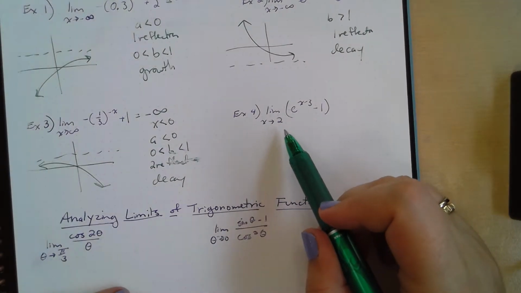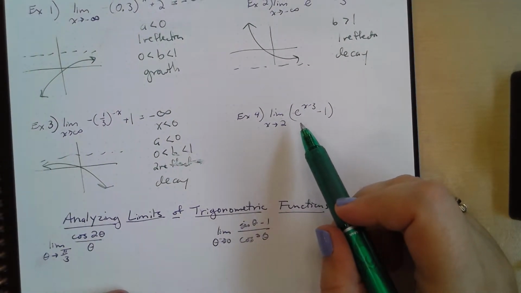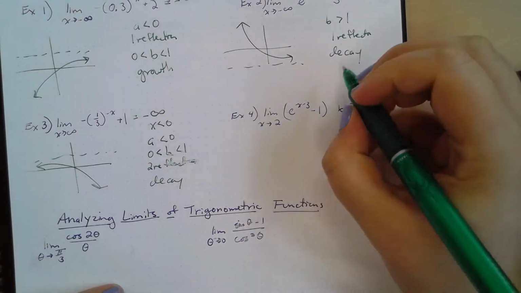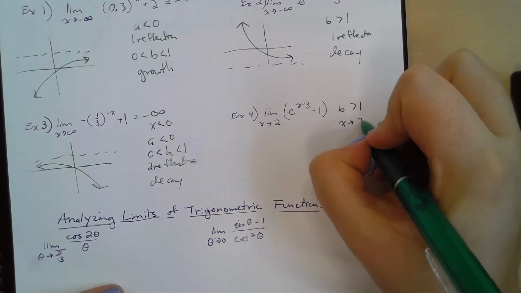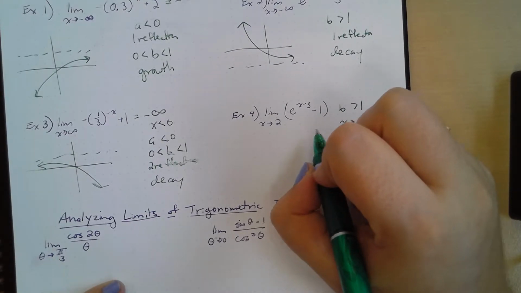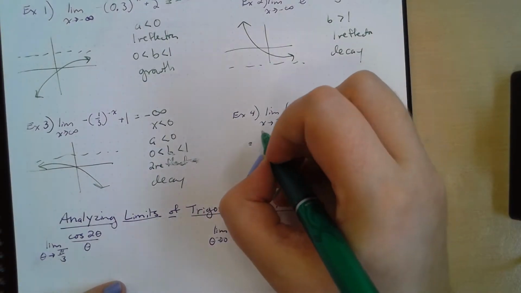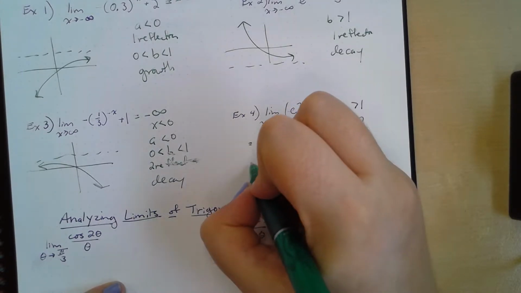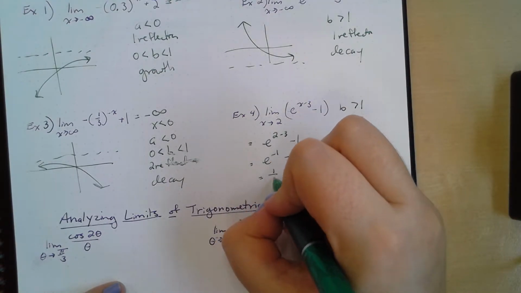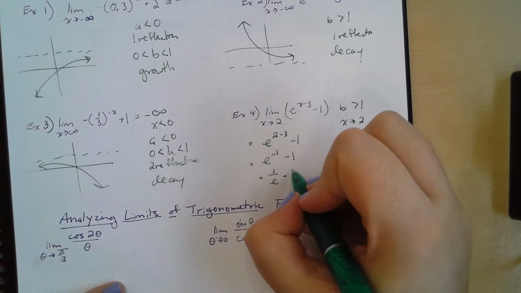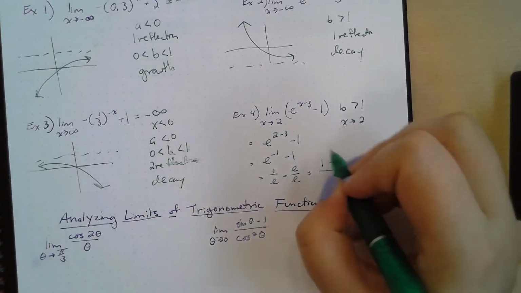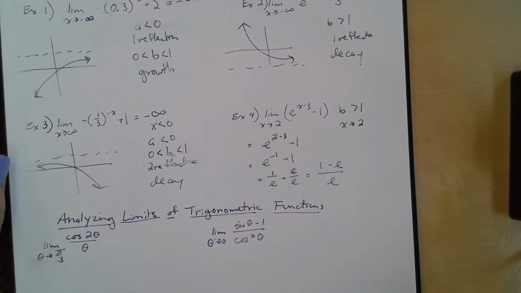Here we've got the limit as x goes to 2 of e to the x minus 3, minus 1. Well, in this situation, b is greater than 1. B is e there. And actually, x is going to 2. So with this situation, I don't really need to figure out things. I can just do this as a regular limit. So I'm going to have e to the 2 minus 3, minus 1, which is e to the negative 1 minus 1. So I'm going to have 1 over e minus 1, and if I rewrite 1 as e over e, then I can rewrite this all as 1 minus e over e. All right? So don't let that trick you up very much.